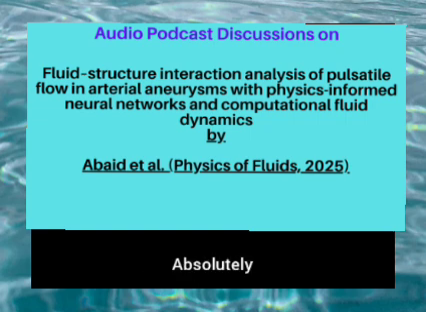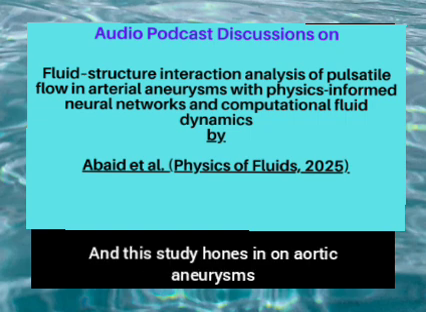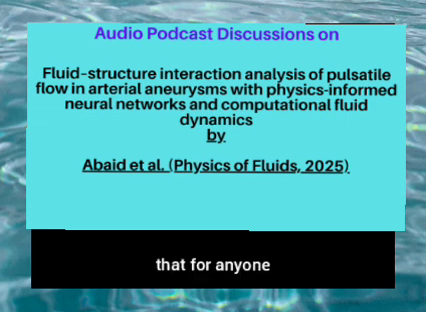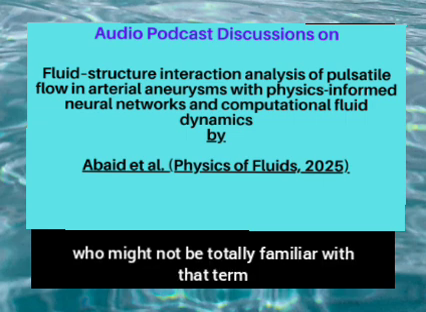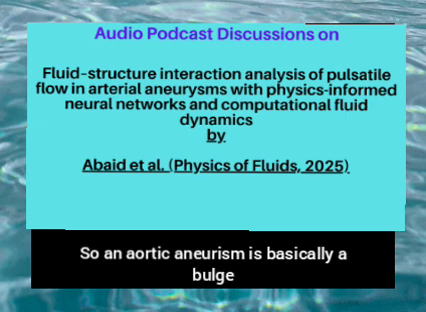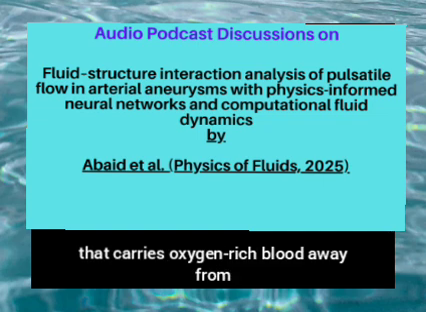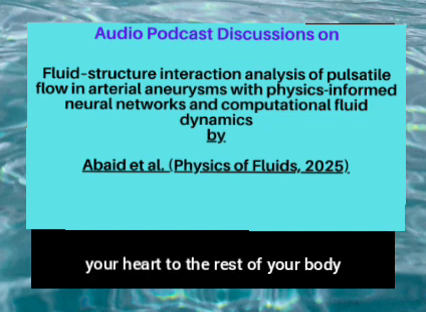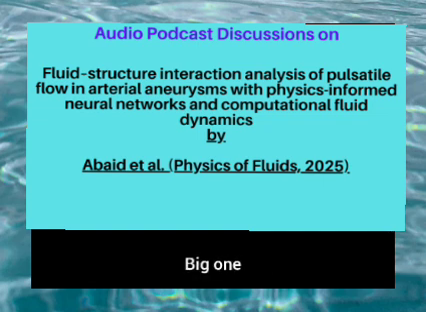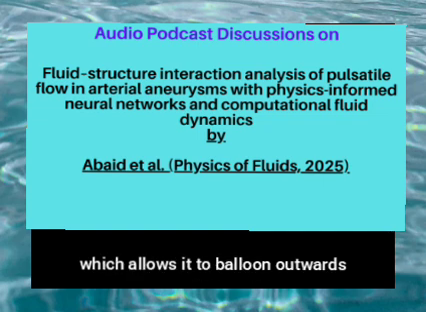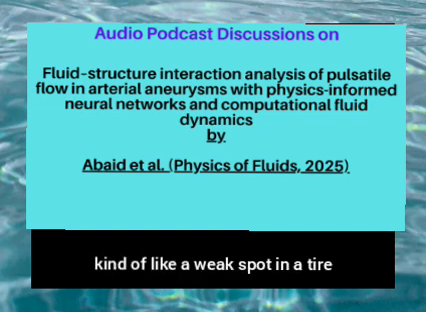It is, and it really highlights why research like this, that's trying to understand these conditions in detail, is so vital. Absolutely. And this study hones in on aortic aneurysms. So before we go too much further, maybe just define that for anyone who might not be totally familiar with that term. Sure, so an aortic aneurysm is basically a bulge in the wall of the aorta. Okay, and the aorta being... The aorta is that main artery that carries oxygen-rich blood away from your heart to the rest of your body. Got it, the big one. The big one, yeah, exactly. And an aneurysm happens when a section of the aorta wall weakens, which allows it to balloon outwards, kind of like a weak spot in a tire.